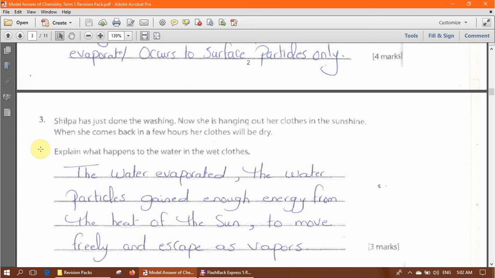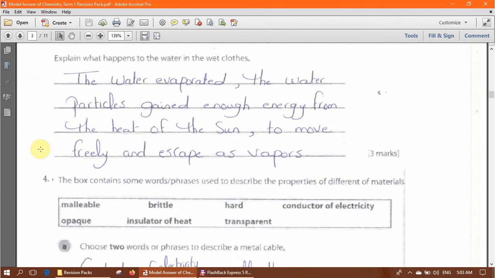So, what happened to the water? The water evaporated. Okay, why did the water evaporate? It's out of 3, so you have to mention 2 things. You're going to take 1 mark for writing that the water evaporated, and then 2 marks for the explanation. So the water particles gained enough energy from the heat of the sun, and that's why they move freely, so they escape as water vapor. So 1 mark for gaining: the particles gain energy from the sun. The second mark is the particles move freely and escape as vapor.